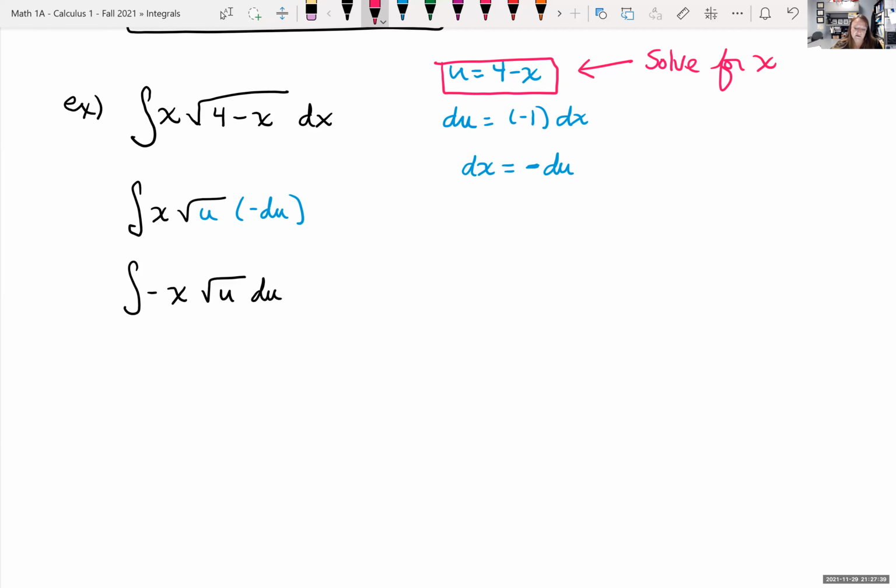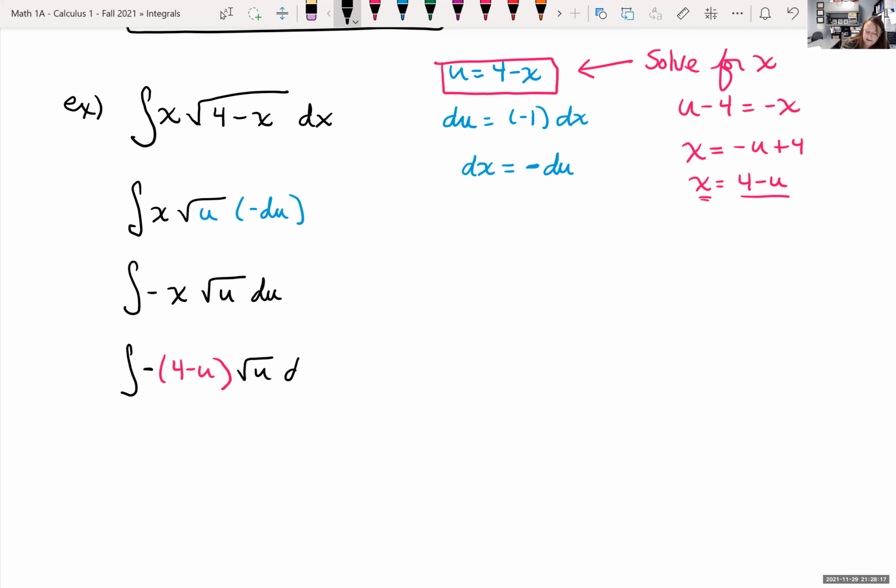So we can get x by itself there, right? We could subtract 4 on both sides. We would get u minus 4 equals negative x. We can multiply everything through by negative 1. We would get x equals negative u plus 4. Or if we want to write it, x equals 4 minus u. So now notice, let's rewrite that. We have negative x. The x we can rewrite as parentheses 4 minus u, square root of u du.